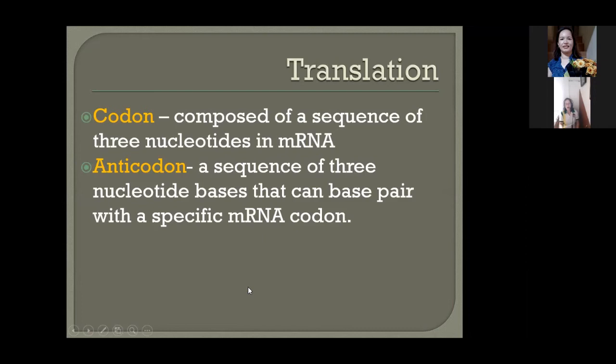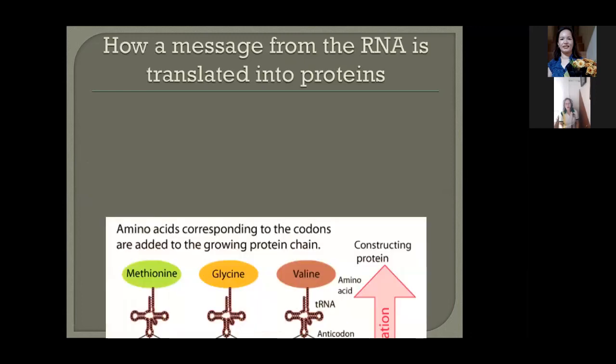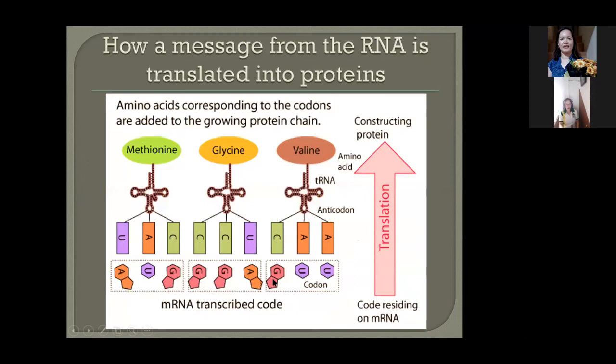And for you to check that amino acid, we are going to check what kind of amino acid is formed, and how a message from the RNA is translated into protein. So these are the amino acids, okay? And a chain of these will construct a protein. So the messenger RNA transcribed code, or what we call the codon, is in groups of 3 nucleotides.